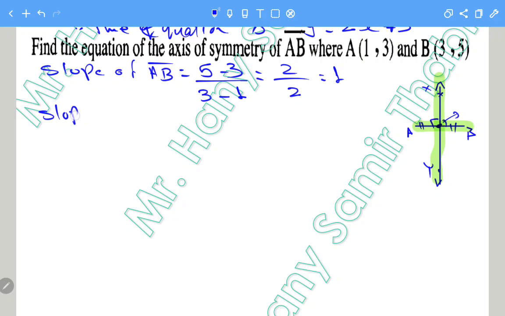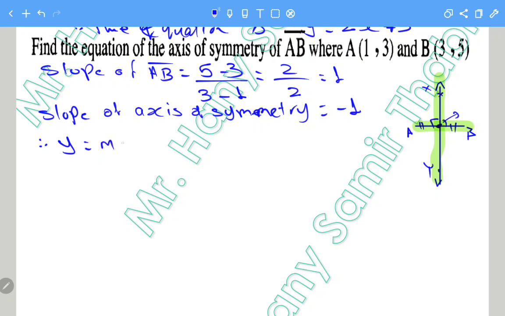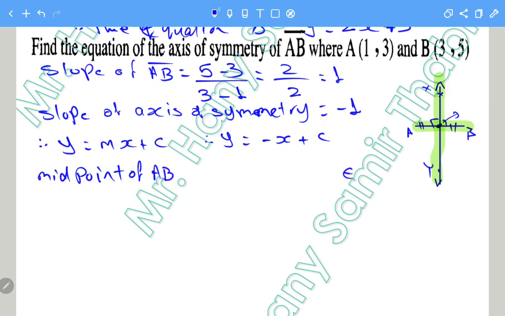Now the slope of the axis of symmetry, which is the required line, will change, it will be negative 1 because it's perpendicular. Axis of symmetry is perpendicular and bisect. Then y equals mx plus c. This is the equation of the axis of symmetry. Then y equals negative x plus c. Now passing through, here I must get the midpoint. The midpoint of AB belongs to the axis of symmetry.